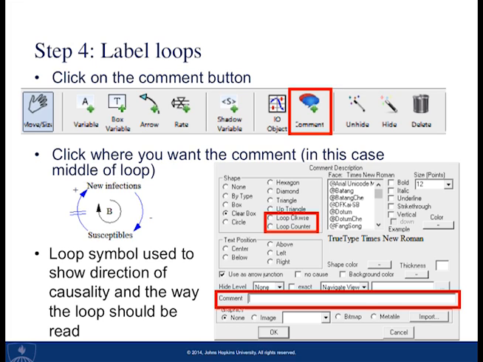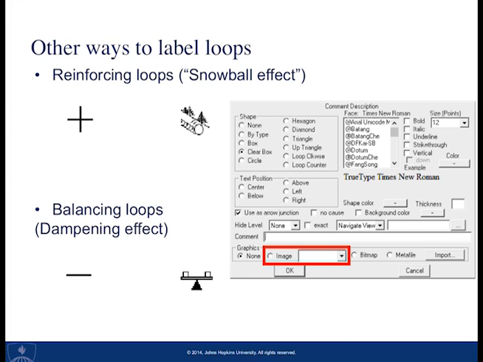Any questions at this point? Step 4? So we'll keep moving on. As Agnes mentioned, there are multiple ways to label loops. Most people in journal articles use either the plus sign or the minus sign, plus for reinforcing, minus for negative. Vensim also has this feature where you can add the snowball effect or the seesaw, where your goal is to seek a balance, an equilibrium. And if you want to add an image, it's the same comment box as before, and you can select it from there.